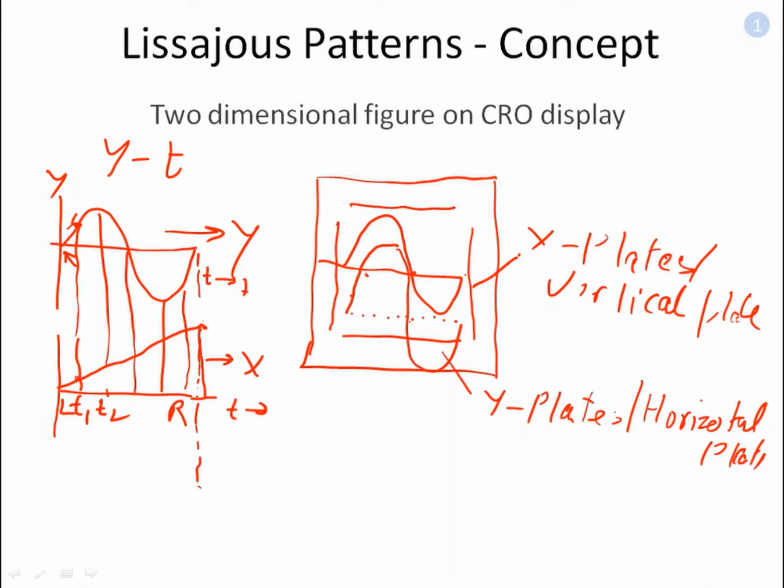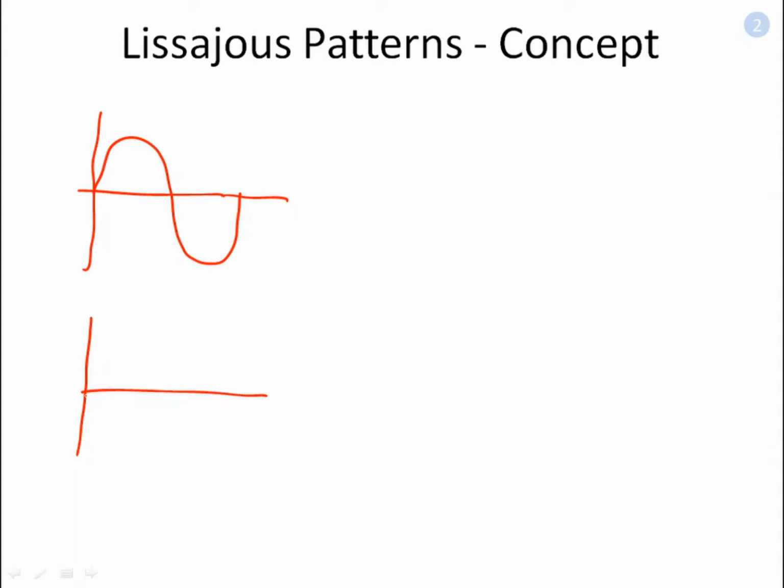Now suppose I am giving two inputs, two unknowns at two different plates. Suppose for Y plate I am giving a signal like this. Another input, the same signal, maybe you give the same signal with same amplitude and same frequency to the X plate. So you are giving it to the X plate and here to the Y plate.